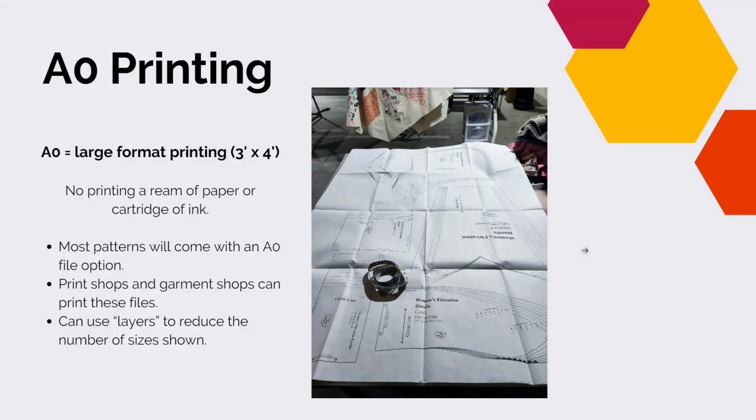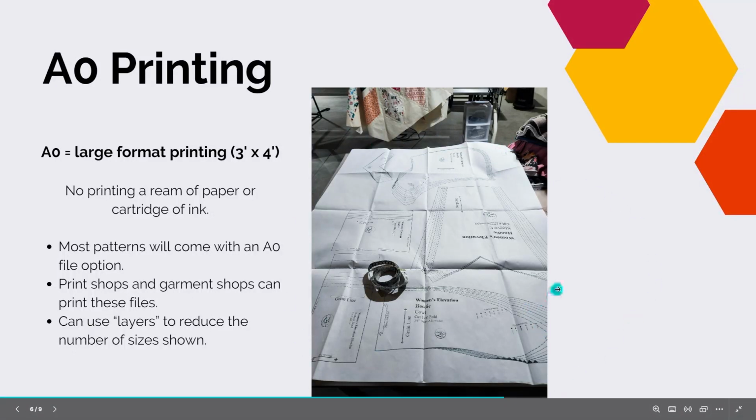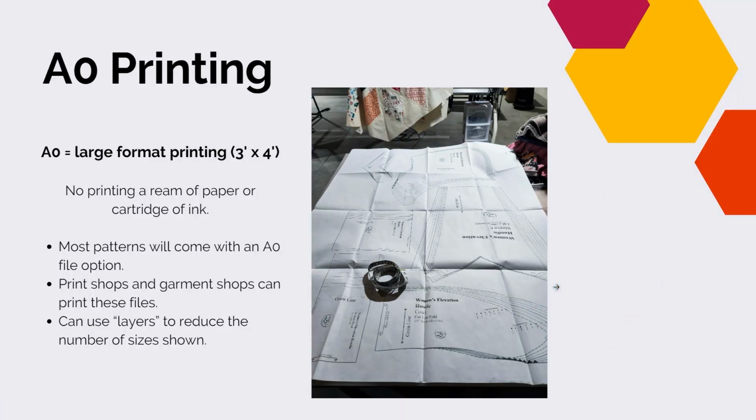The third file, though, is going to be labeled A0 print file. And what that basically is just large format printing. An A0 file is going to be 3 foot by 4 foot, so basically poster size. And it allows you to essentially fit all of your template pieces on one sheet of paper so you don't have any paper seams, you don't have to tape stuff together, you don't have to line stuff up. It just makes life really easy.